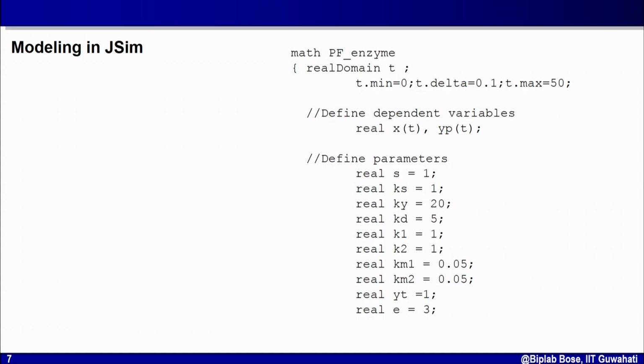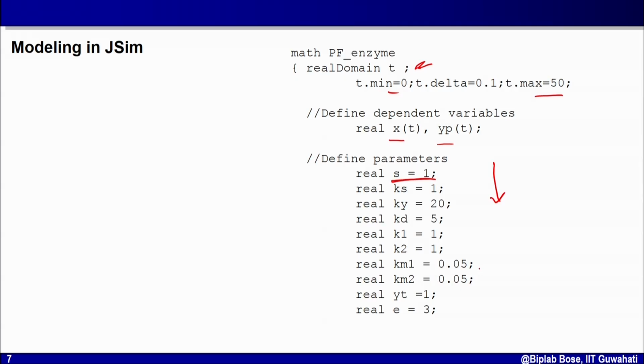The code is a bit lengthy, that's why I have broken it down into 2 pages. The first part you can see easily. Obviously you first define time. Initial time is 0, maximum time I have taken as 50. I have 2 dependent variables, x and yp, and I have a set of parameter values here. These parameter values we can change. For example, we will keep on changing S, and keep the rest of the parameters constant.